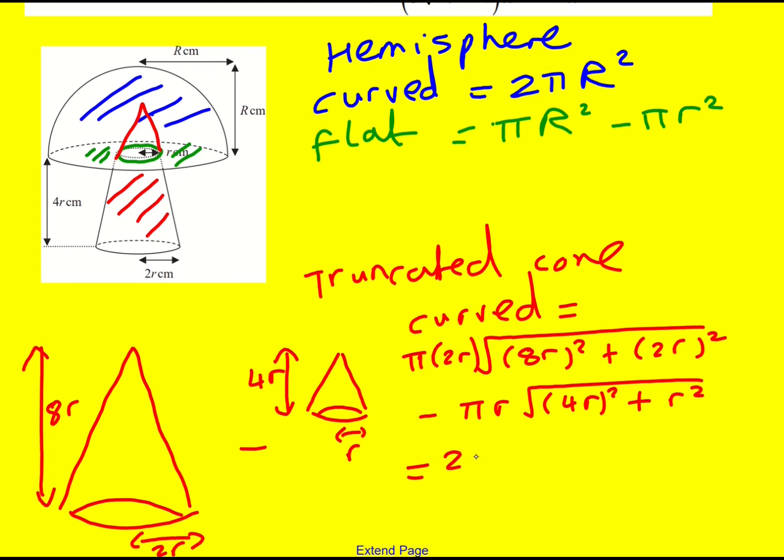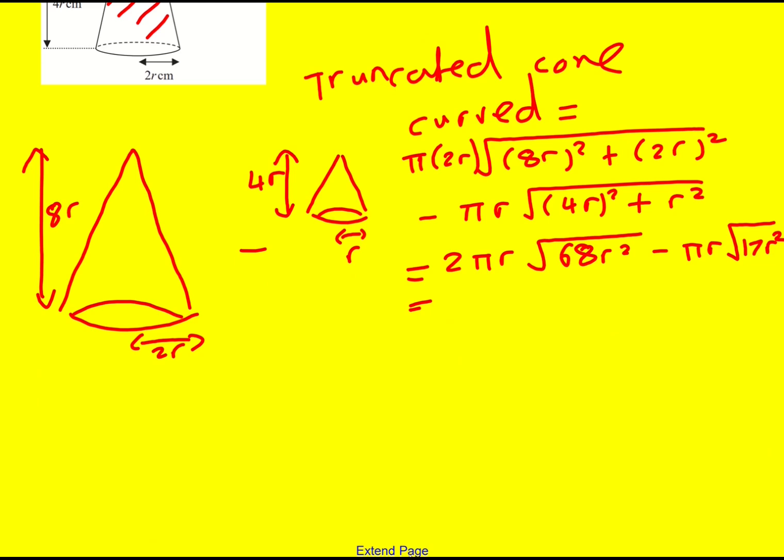We're going to get 2 pi r and then root 64r squared plus 4r squared becomes 68r squared, minus pi r, and then 16 plus 1 is 17, so 17r squared. Now root 68, actually 68 is 4 times 17, so we're going to get root 4 times root 17, or 2 root 17.